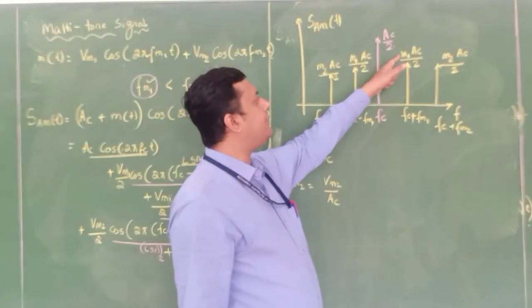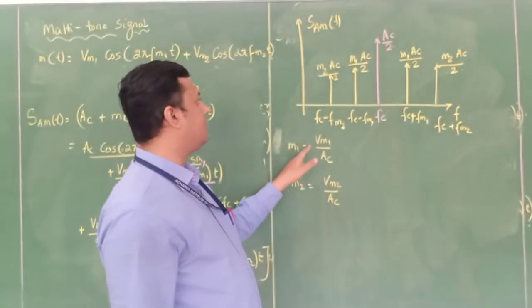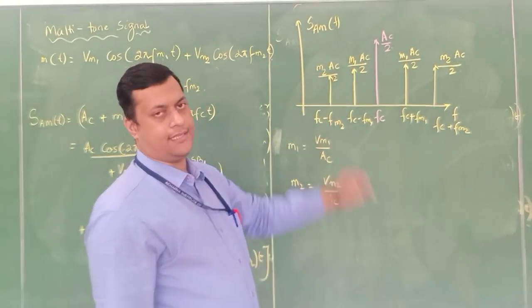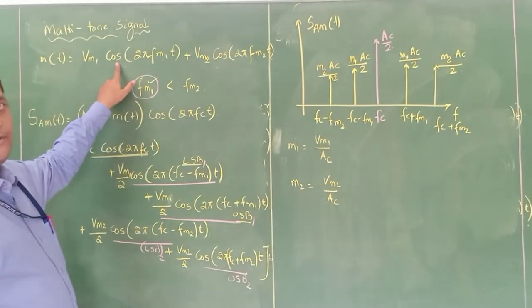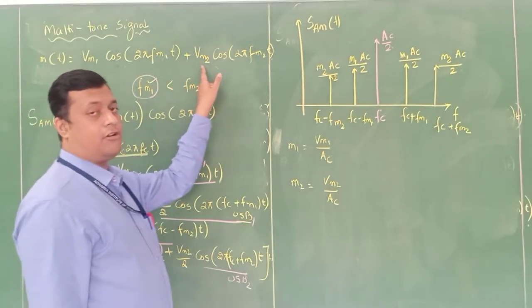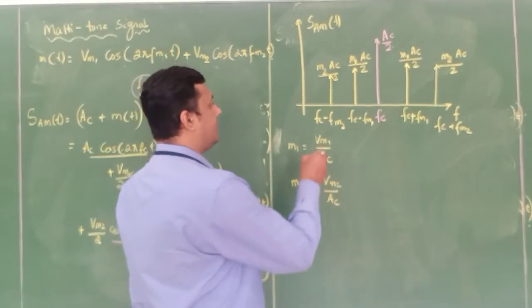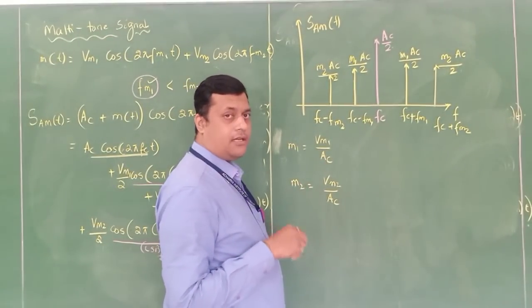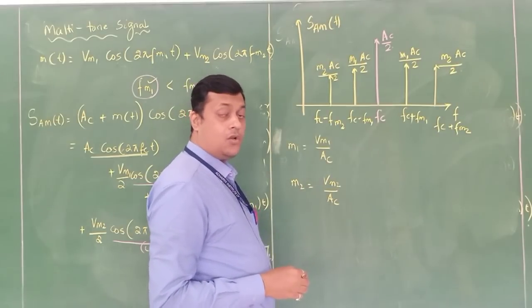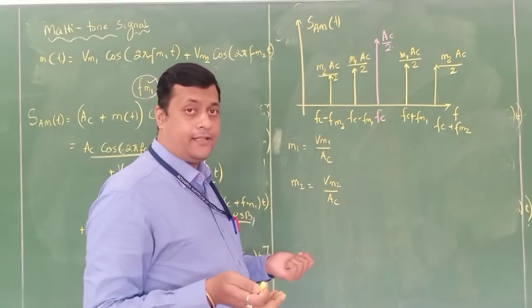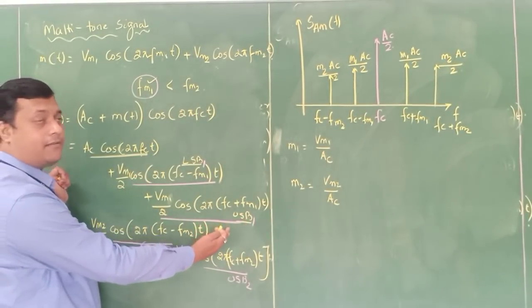Here you can write Vm1 by 2. In place of Vm1, you can substitute M1 into AC. M1 is the modulation index corresponding to Vm1, and M2 is the modulation index corresponding to the second component. Okay. Now there are two things that will come into the picture. If there are two different modulation indices, what will be the net modulation index for this AM signal, for this multi-tone AM signal?